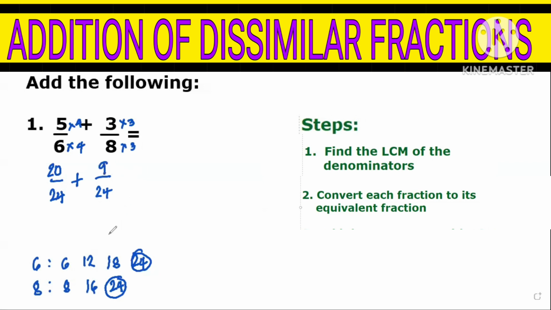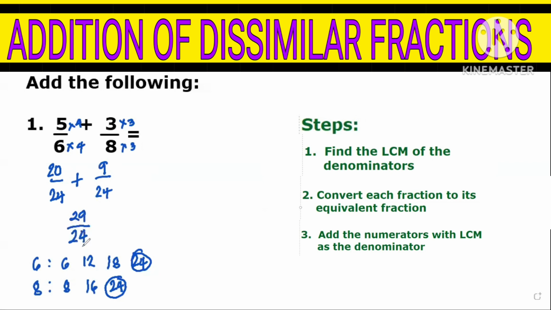And then, what's the next step? The next step is to add the numerators with LCM as the denominator. So, 20 plus 9 is 29. And then take the LCM as your denominator. The last step is to simplify if possible. Can we still simplify 29/24? O pwede lang yung masimplify if they have common factor. Pero wala silang common factor, so 29/24 is our final answer.